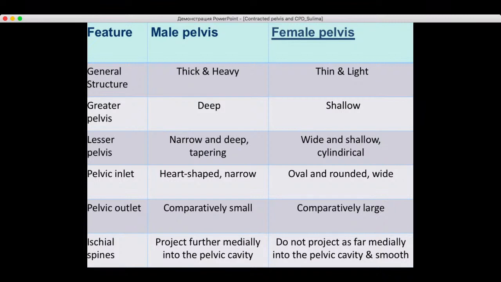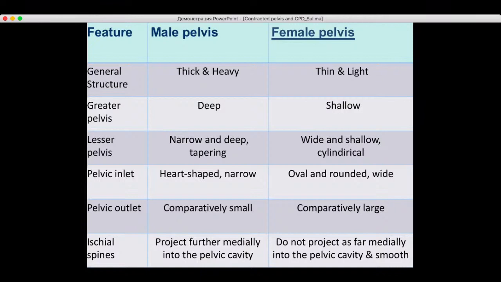Pelvic inlet. This is the first plane of the obstetrical pelvis. In case of the male pelvis, it's heart shaped and narrow. You know now that one of the forms of contracted pelvis is anthropoid. In this case, the fetal head will be positioned in the anterior-posterior diameter, in this case of contracted pelvis. Normally, the pelvic inlet in females is oval and rounded and wide.